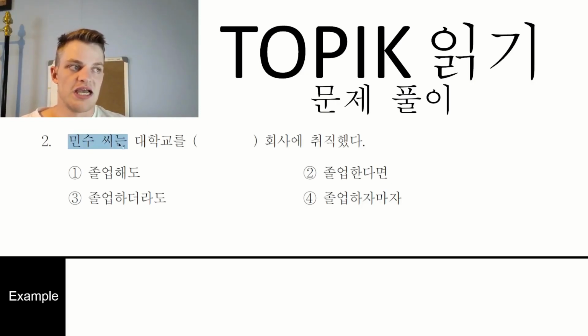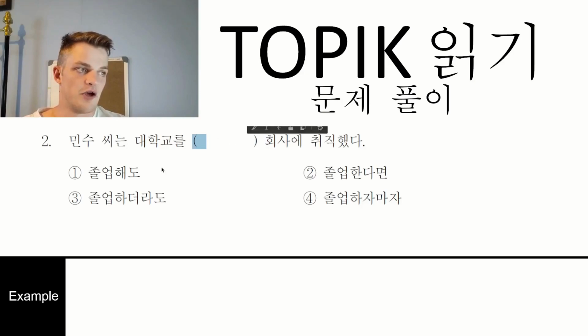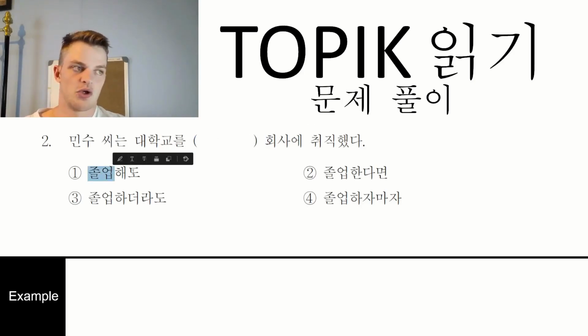So we have 민수 씨, and then 는 is the topic marker. So it's sort of, again, setting 민수 씨 aside as the general topic for this sentence. So we're saying all of this sentence is about him. So 민수 씨, 대학교 is university. So you can remember it means 대 is big, it's the hanja for big, and then 학교 is school. So big school is university. 를 is the object marker. So university is receiving some sort of action. Then we have the verb here, which is 졸업하다. 졸업하다 means to graduate. So we say 대학교를 졸업하다 would mean to graduate from university.